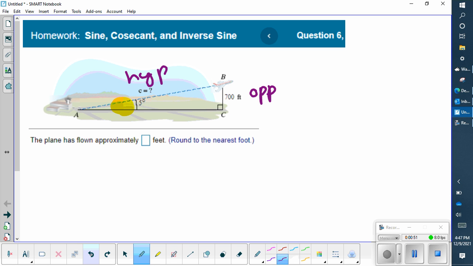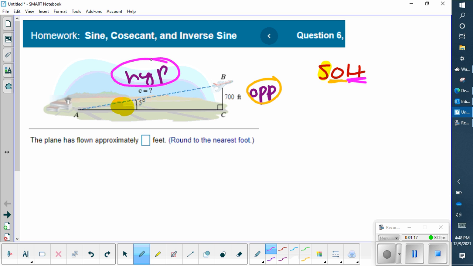You probably heard the acronym SOHCAHTOA. So this is the SOH part of SOHCAHTOA, S-O-H. And the S stands for sine. And then the rest of this tells me the O stands for opposite, which you'll see right here. And the H stands for hypotenuse, which we see right here.